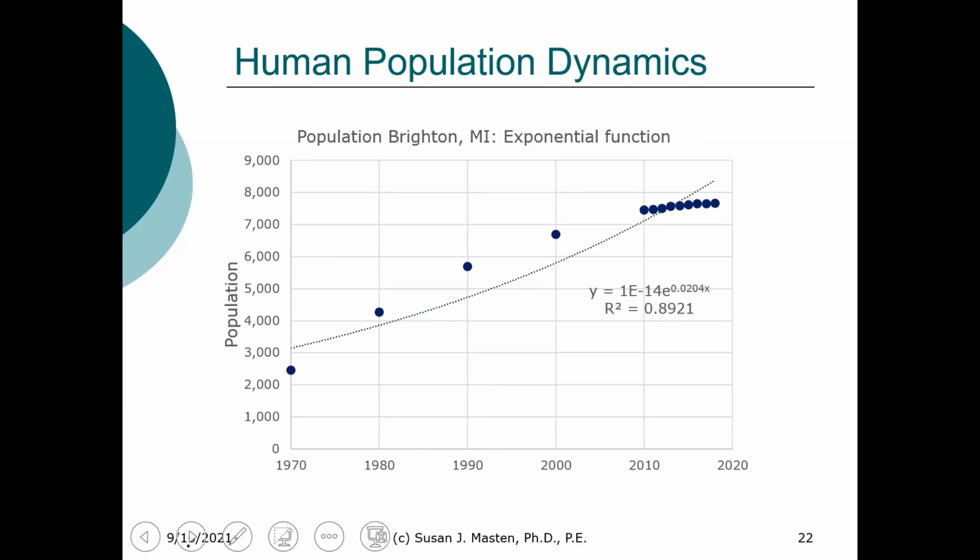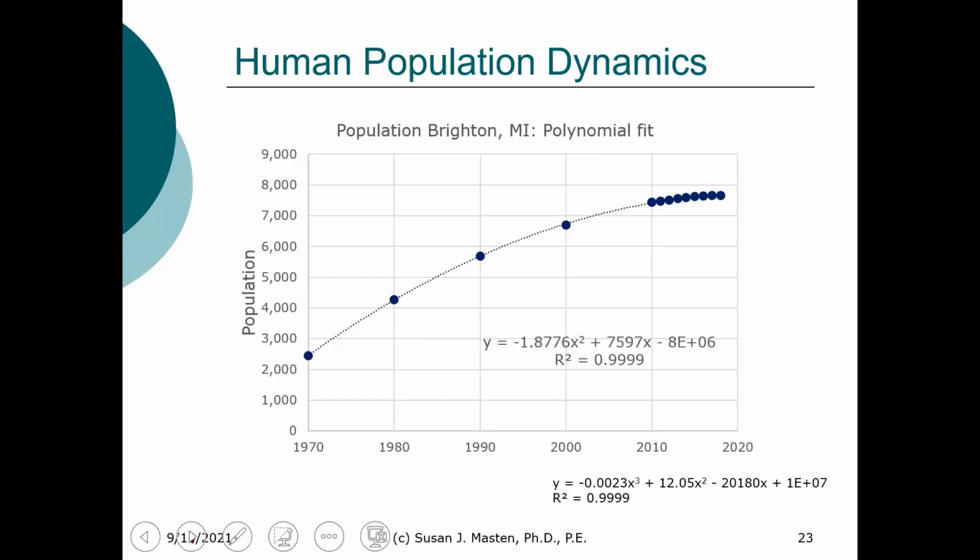We could try an exponential function. That doesn't model the data very well either. We could try a polynomial fit. The problem is, actually, we get a really good fit. The problem is we've got numerous parameters. We've got 3 different parameters in that second order polynomial equation, and those parameters have absolutely no physical meaning. So it's purely curve fitting.